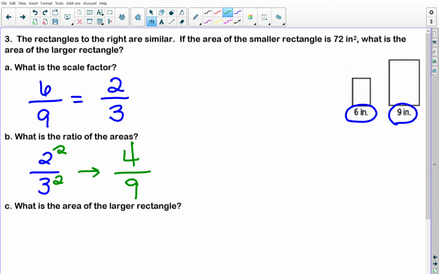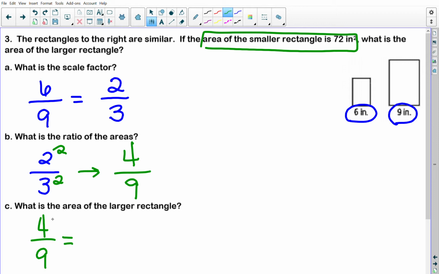Now, they give me the area of the smaller triangle, but not the larger triangle. But I can use this ratio, 4/9, to find the area of the larger rectangle. So what I have here, I know I have the smaller one. 4 is a smaller number, so 72 has to be placed with that. And now I'm just going to cross multiply. So I have a proportion, 4x is equal to 72 times 9. And I'll multiply that out.